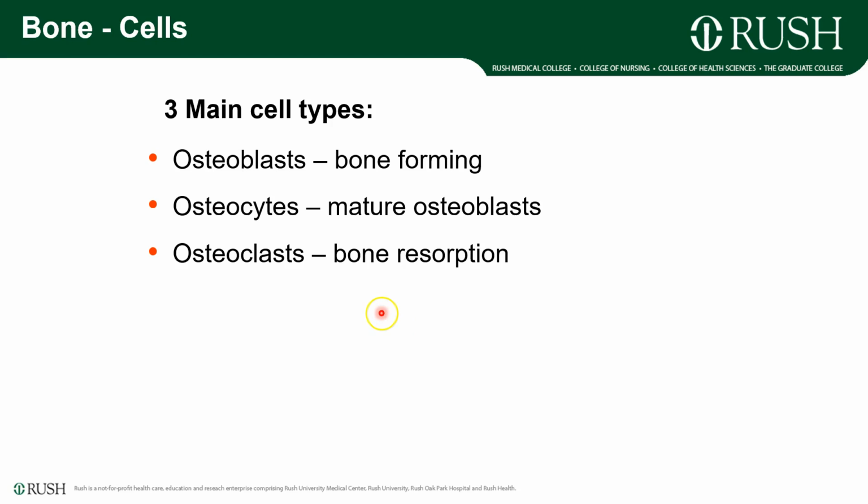There are three types of bone cells that you should be able to identify. So there are osteoblasts, which are forming bone, osteocytes, which are mature osteoblasts, as well as osteoclasts, which are involved in resorption of bone.